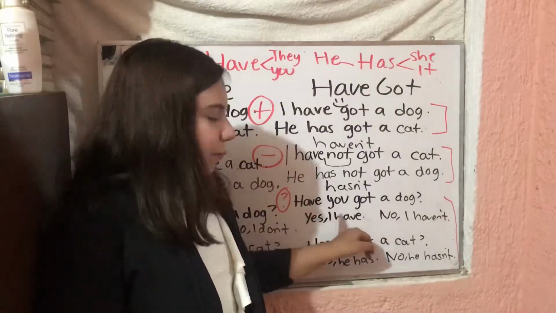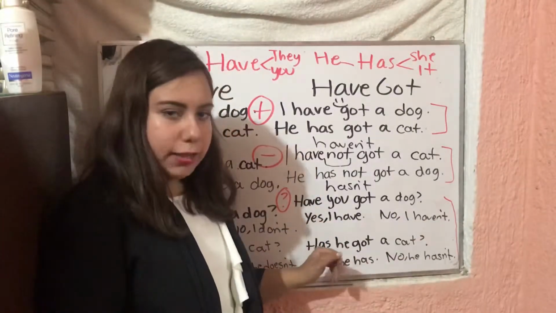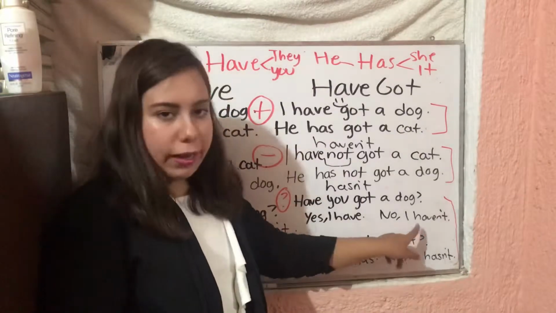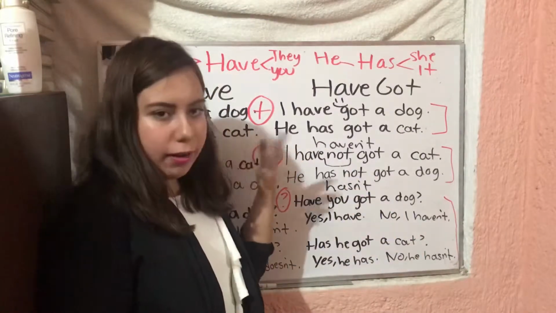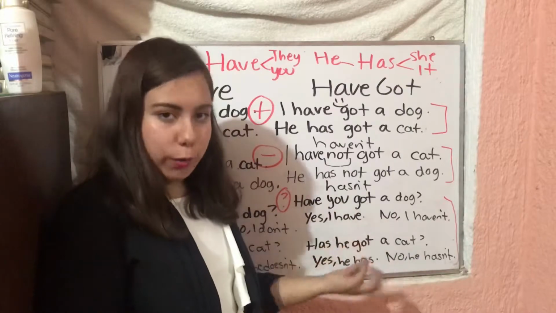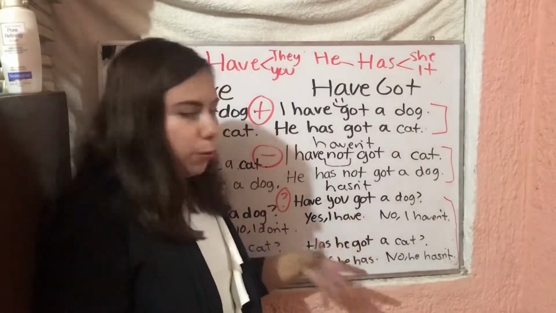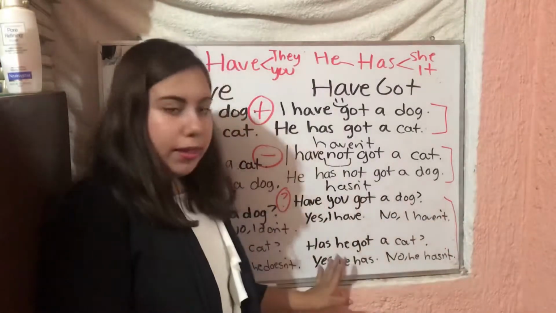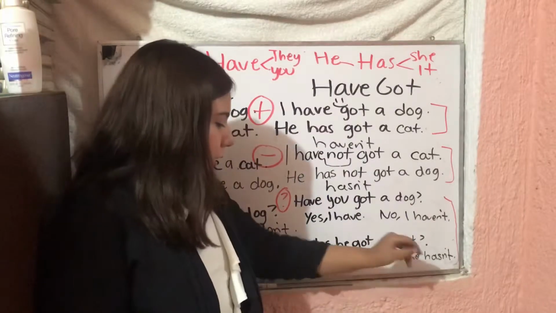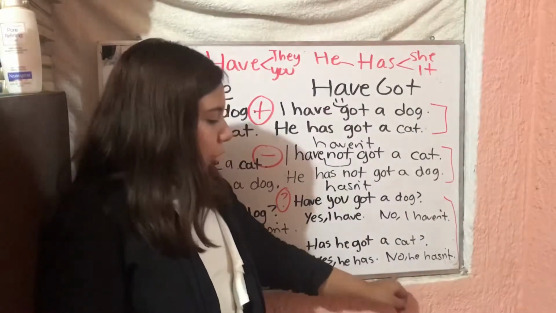So in this case, have you got a dog? And the short answer would be yes, I have. No, I haven't. On this side, we had yes, I do, or no, I don't. But here we're going to answer with have or haven't. Same as here. Has he got a cat? Yes, he has. No, he hasn't.